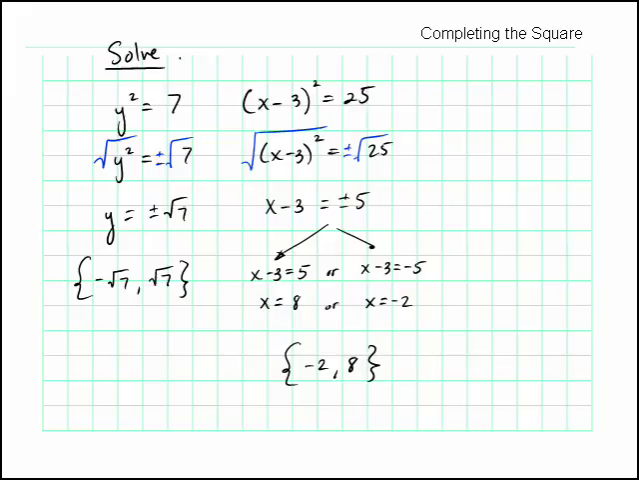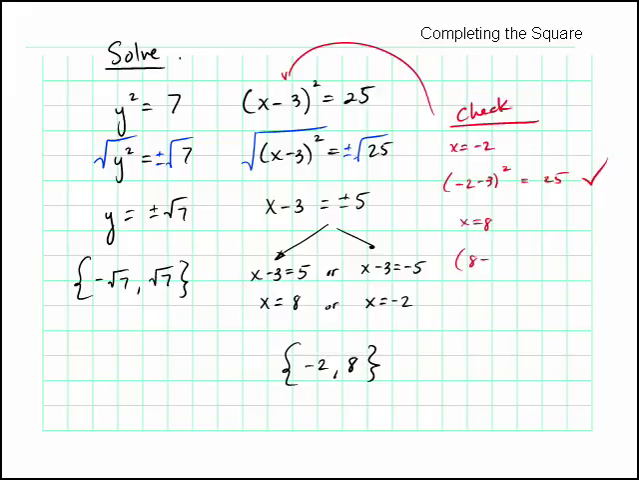It would be very easy to check that both of these work. For instance, if I plug in negative 2 into the original here, negative 2 minus 3, if I square it, is positive 25. And also if I try 8, 8 minus 3 squared is also positive 25. So both answers work here. Let's try another one like that.